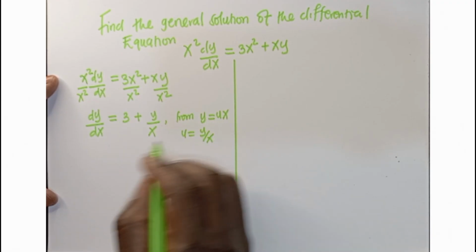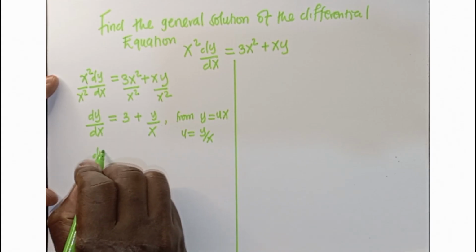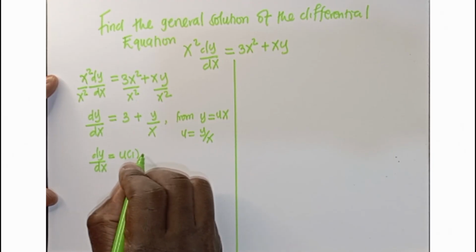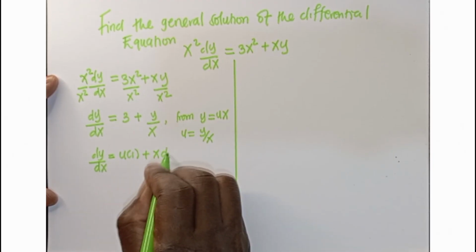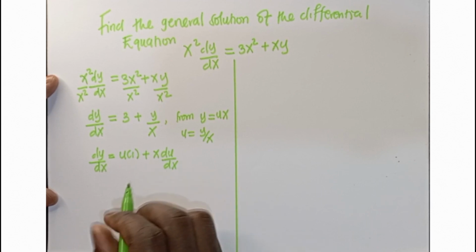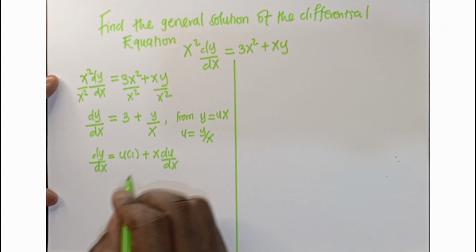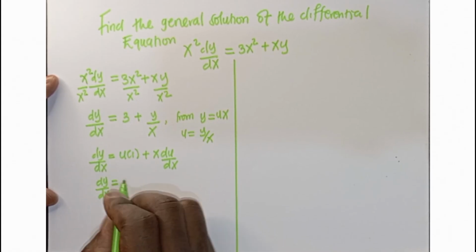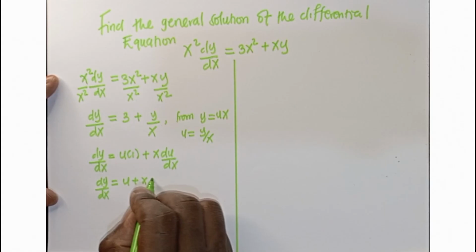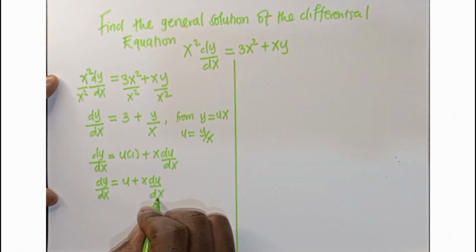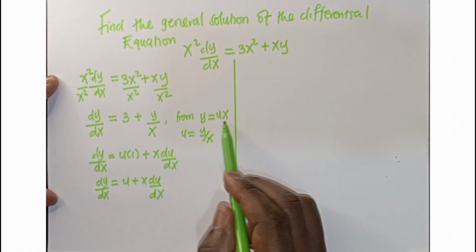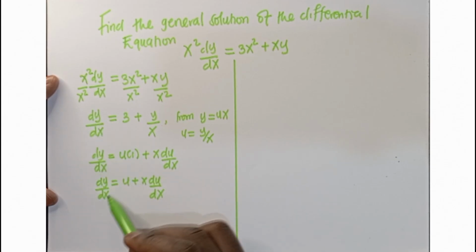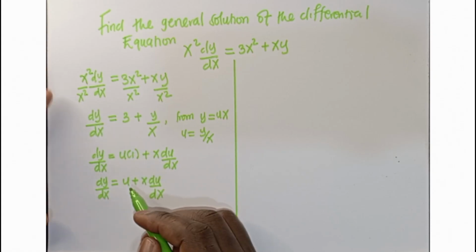Differentiating y is equal to ux, I will use the product rule, so this gives us dy by dx equal to u into 1 plus x du dx, which is u plus x du dx. Now we differentiate this such that we can get dy by dx, and then we substitute accordingly.